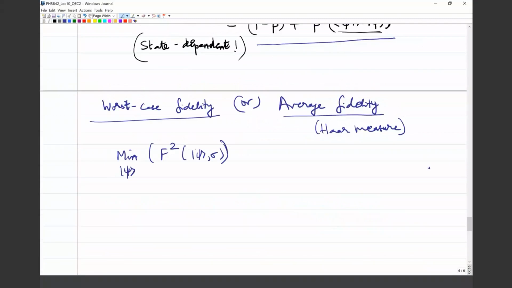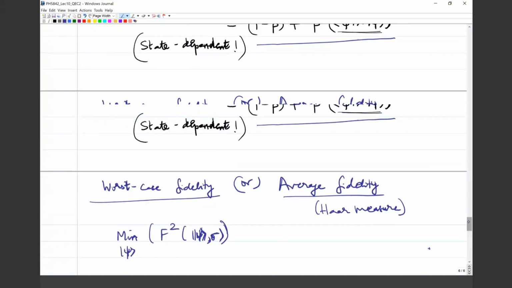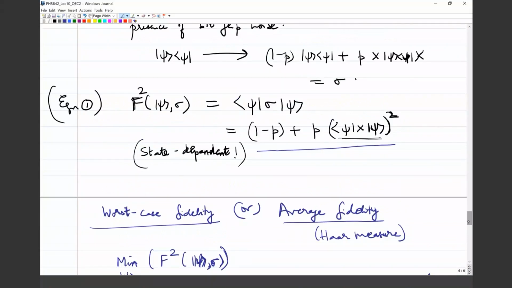Why do we use worst case? Because having a certain worst case fidelity gives you a lower bound on this function, right? And it tells you that no matter what state you pick, its fidelity is going to be at least this much. So it gives you a kind of minimum guarantee that your fidelity is going to be above a certain number.